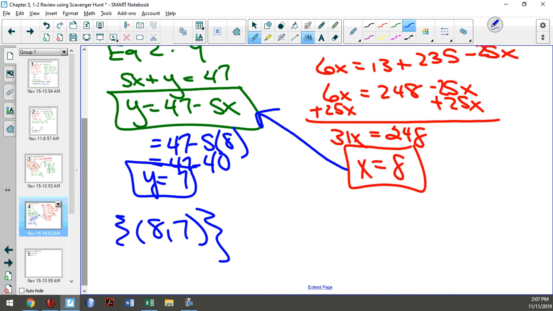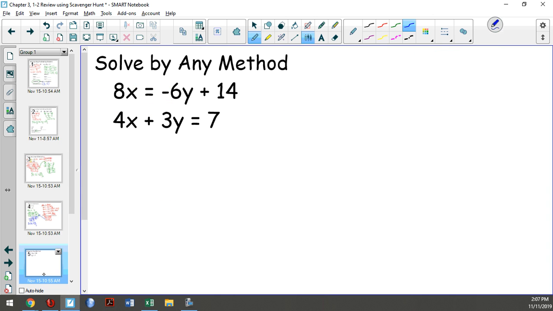You have one problem tomorrow that you have to do with substitution. Then you have 4 other problems that you get to choose whichever method you want to use. Do we all understand what I just said? So go ahead and do this one right here.